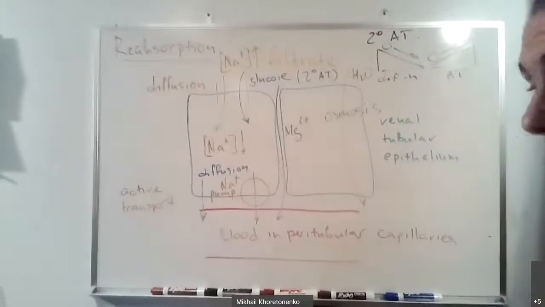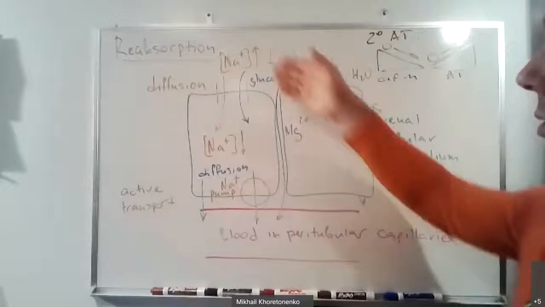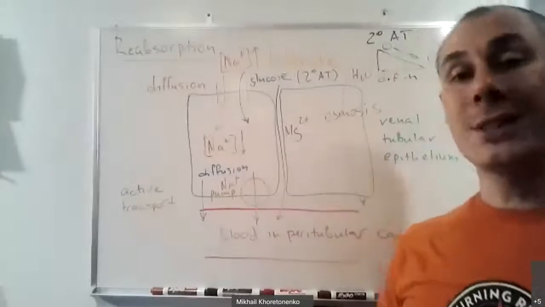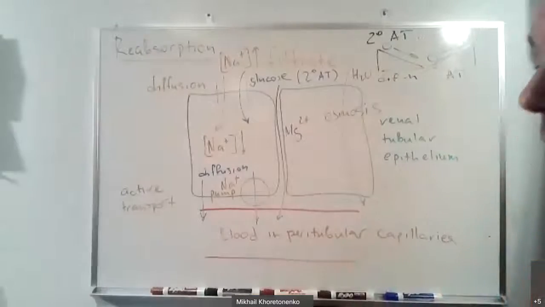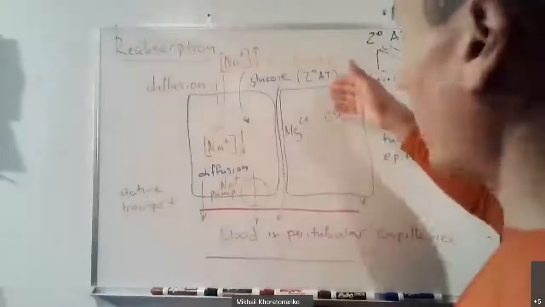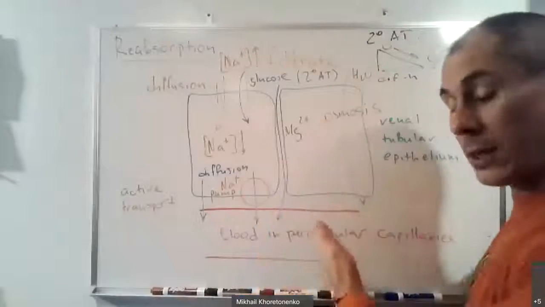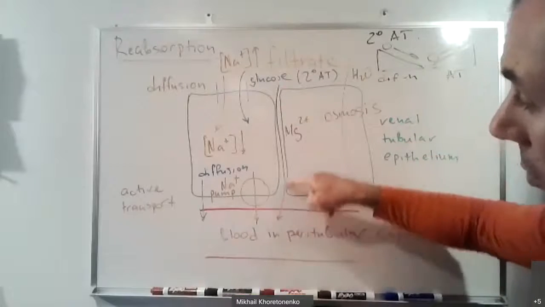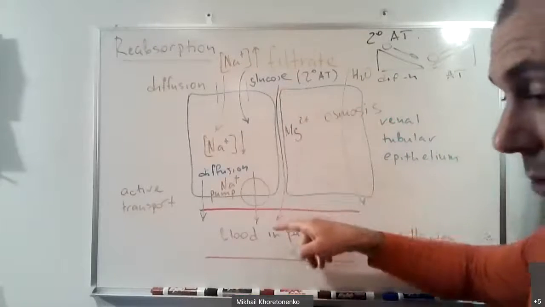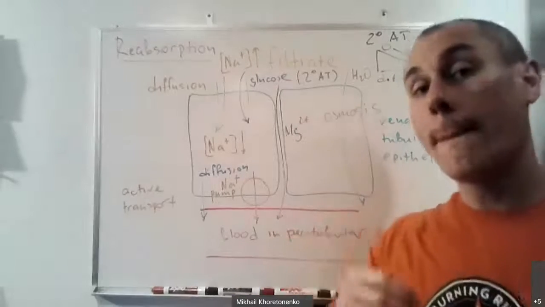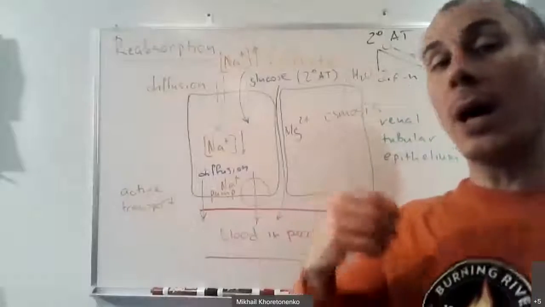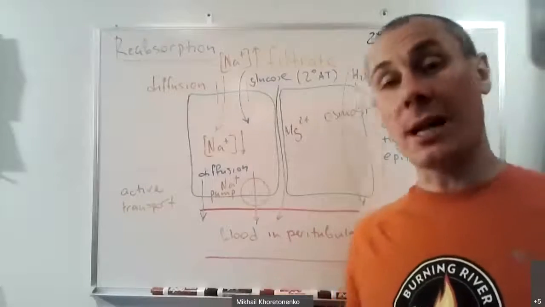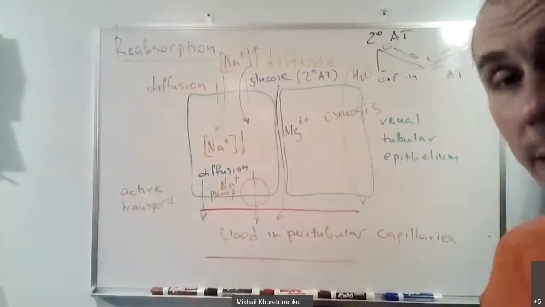You must understand, here's the thing, do you see those arrows running through the cells? This is called transcellular reabsorption. So ions have to cross the apical membrane, the cytoplasm, the basal membrane. You see that purple arrow going between the cells? This is called not transcellular, but paracellular route. Paracellular means cells are not involved. Am I clear?